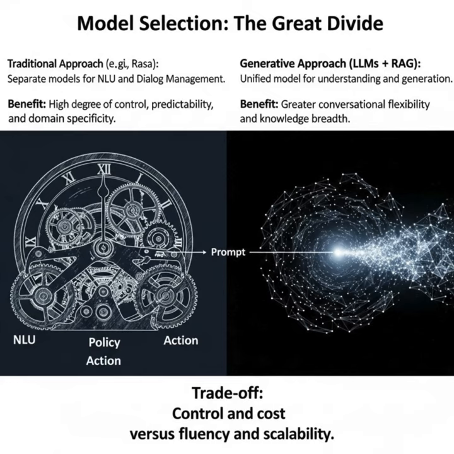Today, you face a fundamental architectural choice in chatbot design. The traditional approach, perfected by frameworks like RASA, involves training distinct models. For example, a DIET classifier for intent and entities, and a separate model like TED for dialogue policy. This gives you immense control, explainability, and is highly effective for goal-oriented bots, where you need to manage a structured conversation. On the other side, we have the generative approach, using large language models.